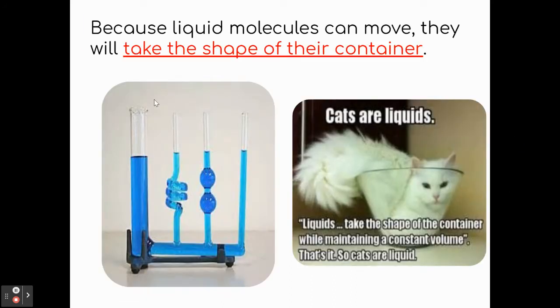Because liquid molecules can move, they will take the shape of their container. You can see these are all the same liquid, but they're taking the shape of their container. And this is just a little meme. Cats like to get in boxes and like anything. So cats are liquids. Cats take the shape of the container while maintaining a consistent volume. That's it. So cats must be liquids.